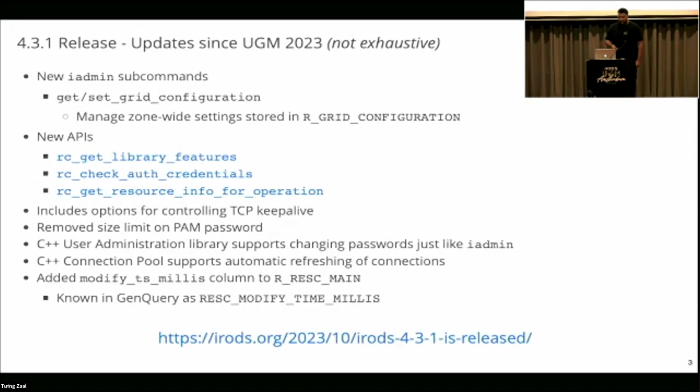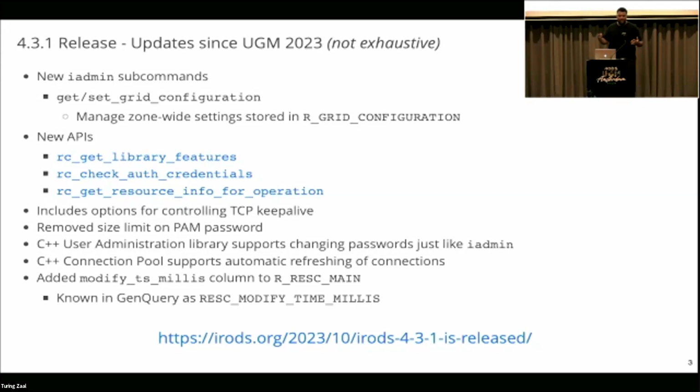All right. So 431 was released back in October. I'm going to spend just one slide on talking about some of the things that were delivered with that release. The first being 2 new subcommands for the iadmin command, those being get and set grid configuration. These subcommands essentially allow you to control options within the grid configuration.